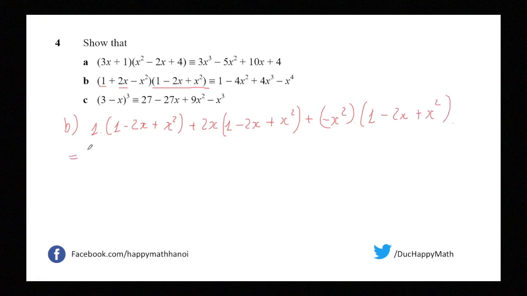So this one I break the bracket: 1 minus 2x plus x squared, 2x minus 4x squared and plus 2x cubed. Minus x squared times the minus 2x means plus 2x cubed. Minus x squared times x squared means minus x⁴.